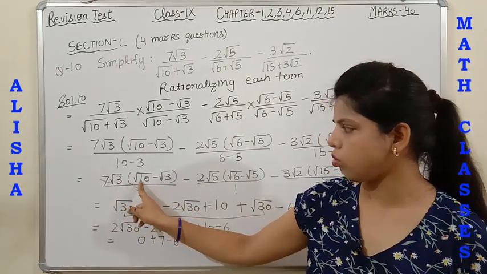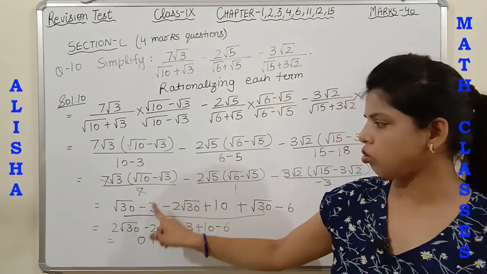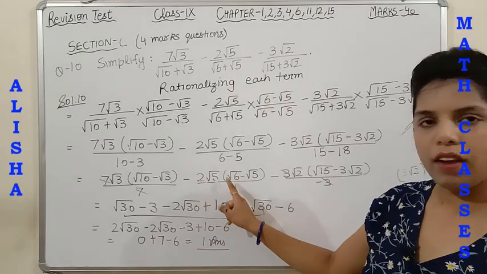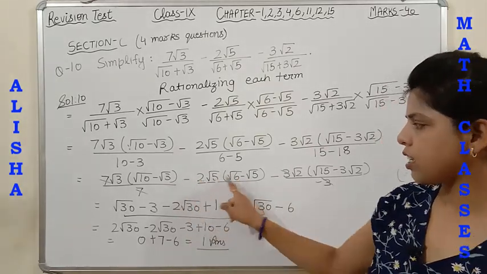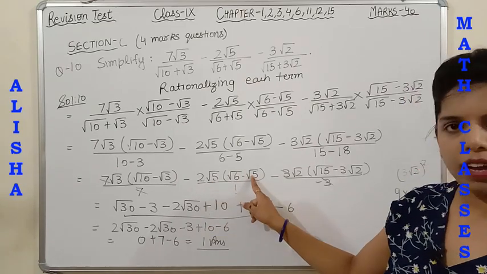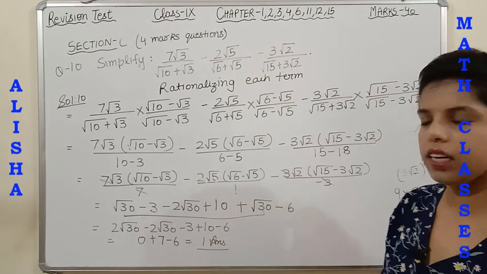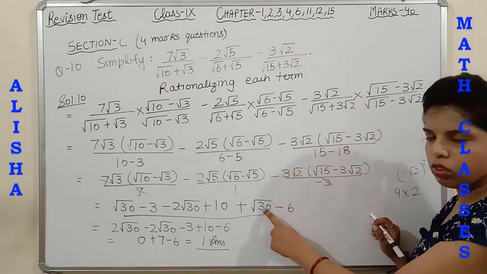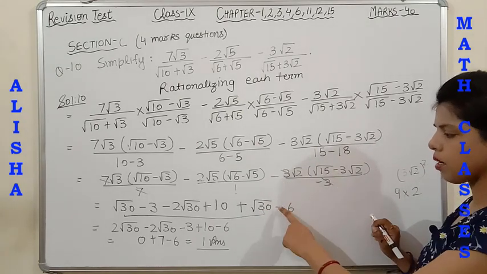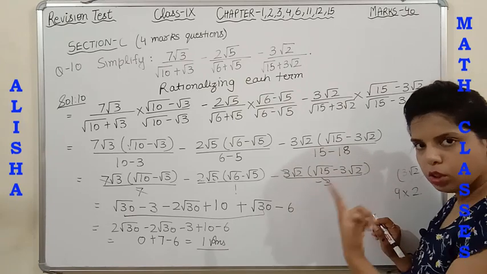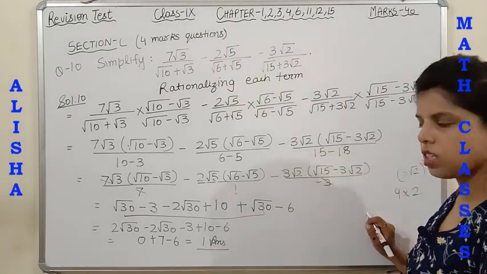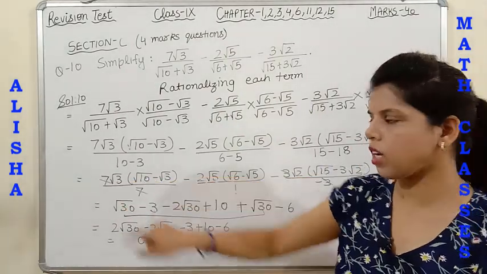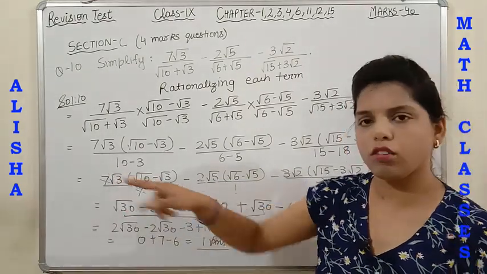Now multiply root 3 by root 10, it becomes root 30. Root 3 into root 3 is equal to 3. Minus 2 root 5 into root 6, root 5 into root 6 becomes 2 root 30. Minus minus plus. Root 5 into root 5, 5, and 5 into 2, 10. Next step, minus minus will become plus. Root 2 into root 15, root 30. Now plus is there, plus minus will become minus. Root 2 into root 2 becomes 2 and 2 into 3 is equal to 6. Be careful when you are multiplying square root numbers. Same numbers in the square root will cancel the square root, and different numbers in the square root will be multiplied.